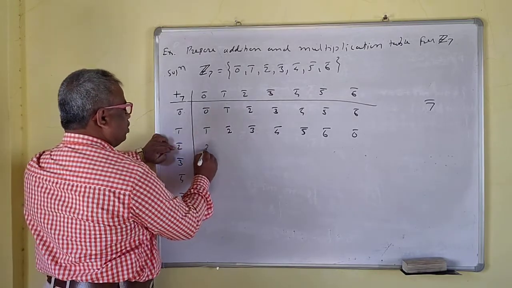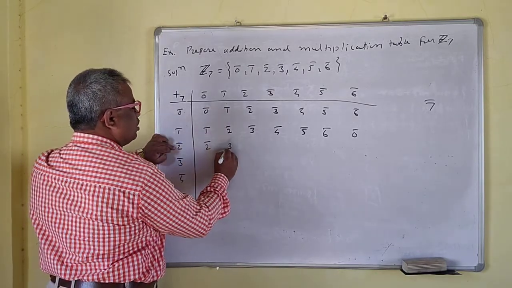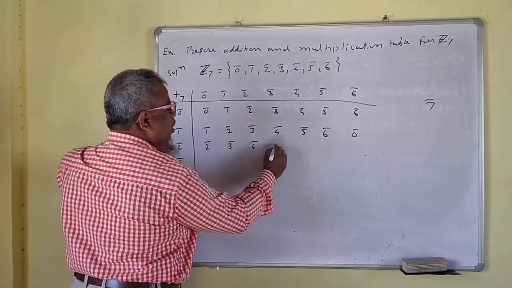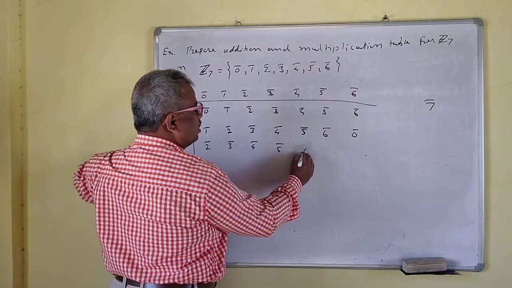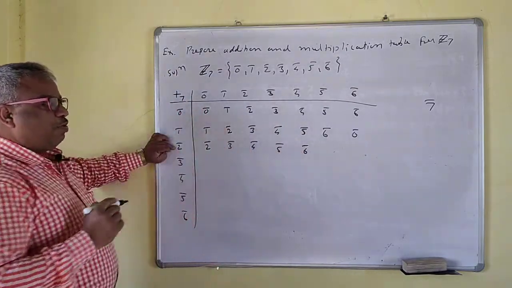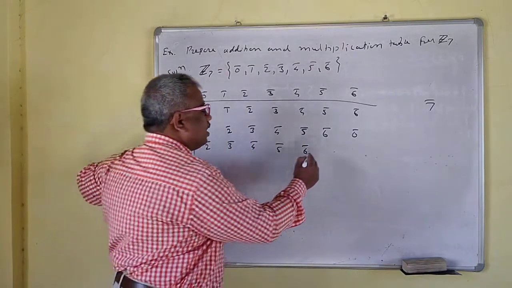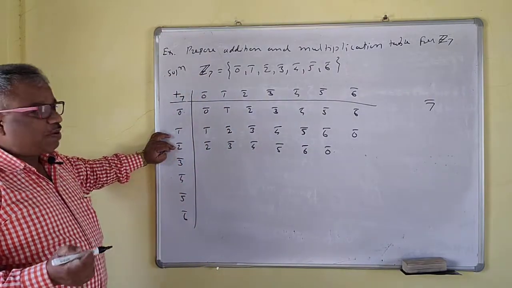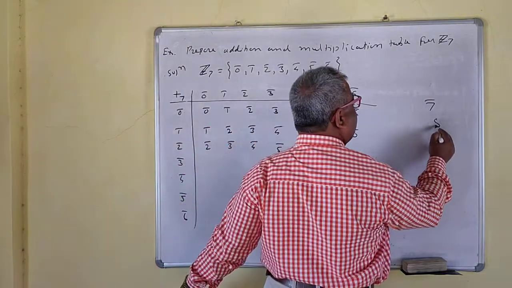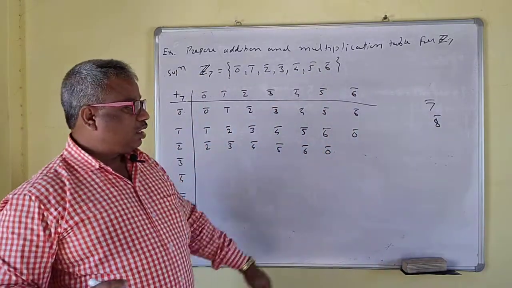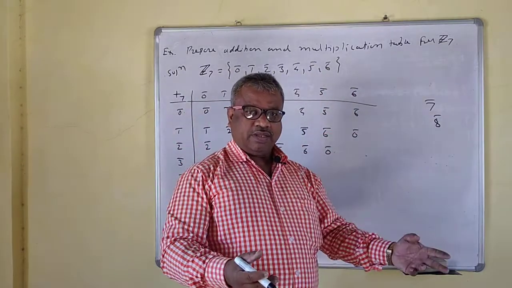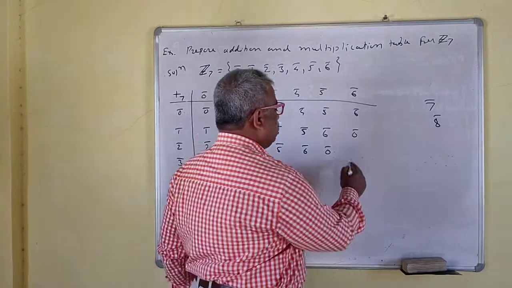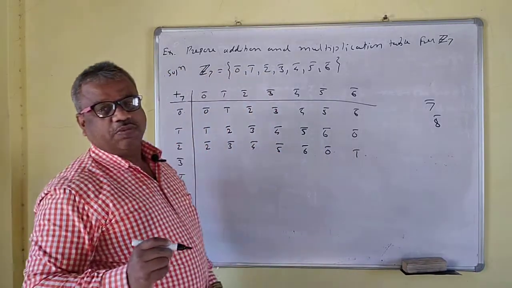2 bar plus 0 bar is 2 bar. 2 bar plus 1 bar is 3 bar. 2 bar plus 2 bar is 4 bar. 2 bar plus 3 bar is 5 bar. 2 bar plus 4 bar is 6 bar. And 2 bar plus 5 bar is 7 bar. 7 bar is 0 now. Right? Then 2 bar plus 6 bar is 8 bar. Don't write 8 bar there now. So 8 bar, divide 8 by 7. If you divide 8 by 7, then the remainder is 1. Then this will be 1 bar.